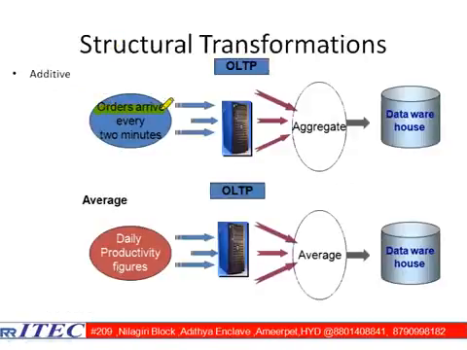I have orders arriving every 2 minutes into the OLTP. Every 2 minutes I have the orders, but at the end of the day I want to see aggregate data. Day wise, how many orders? Month wise, how many orders? Year wise, how many orders? These are all available in the data warehouse. Daily productivity figures are available here.